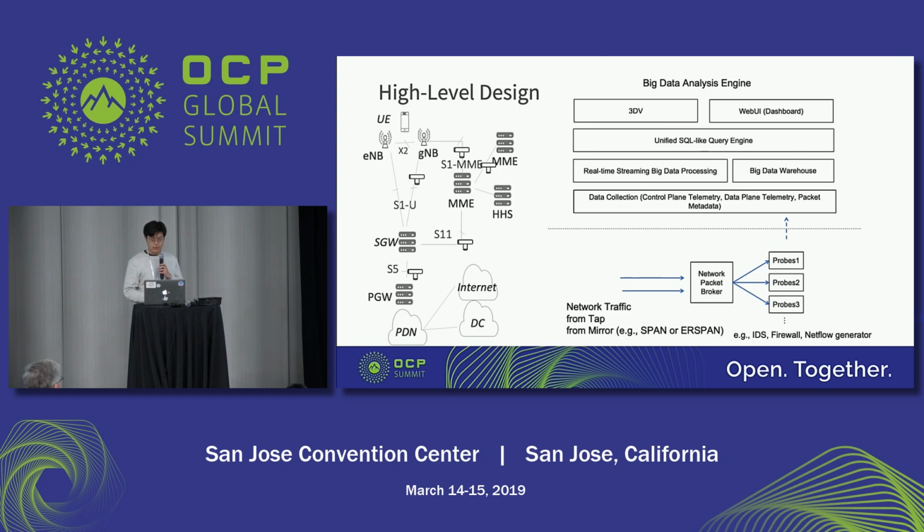Today's talk does not cover the TINA analyzer, but we are using and optimizing open source software such as a Spark cluster to post-process the streaming metadata from the probes, Hadoop to store the long-term data, and Druid to store time series data. And on top of this layer, a unified SQL-like query engine is provided to data engineers, so they can find insights from our network infrastructure.